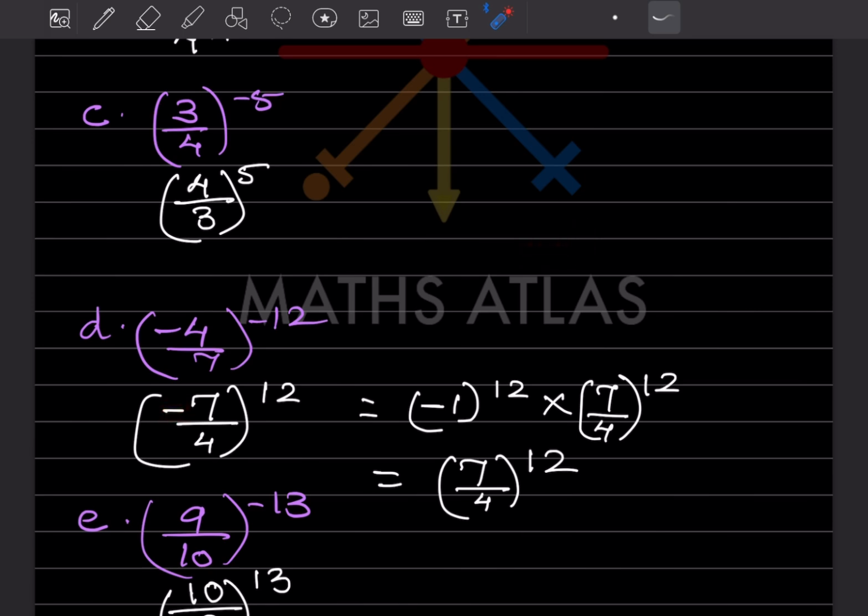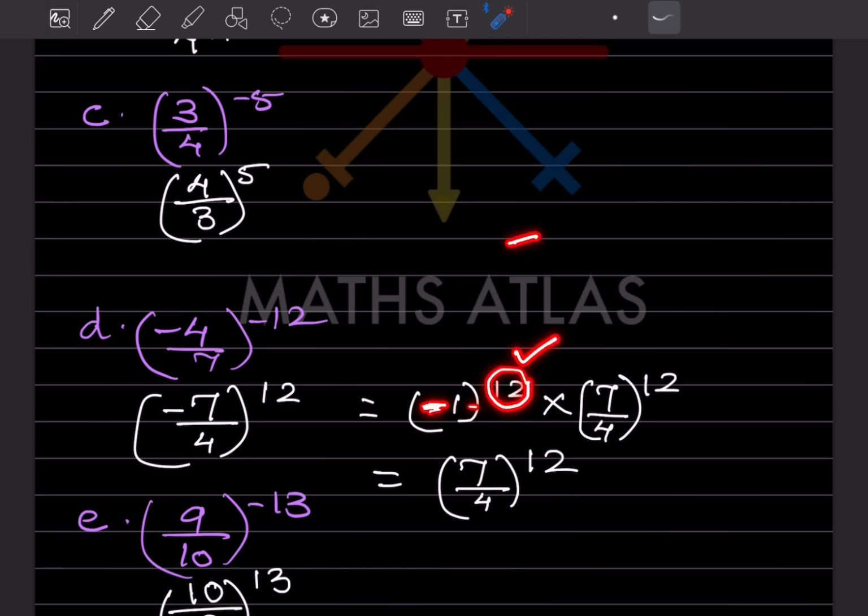Because if I'm writing minus 3, that will be minus 1 into 3. So here this minus 1 is raised to 12, and the 12 will be the same for 7 by 4 as well, so this will be 7 by 4 raised to 12. Minus 1 raised to 12 means wherever there is an even number, even if this is negative, it becomes positive.